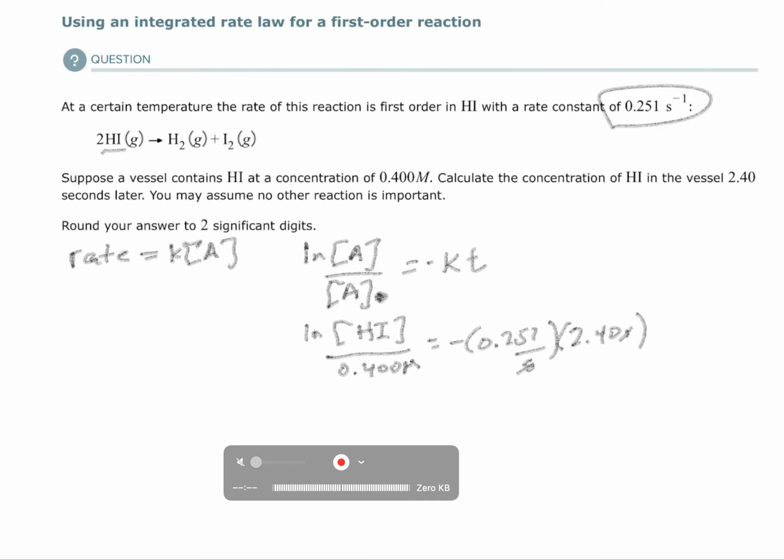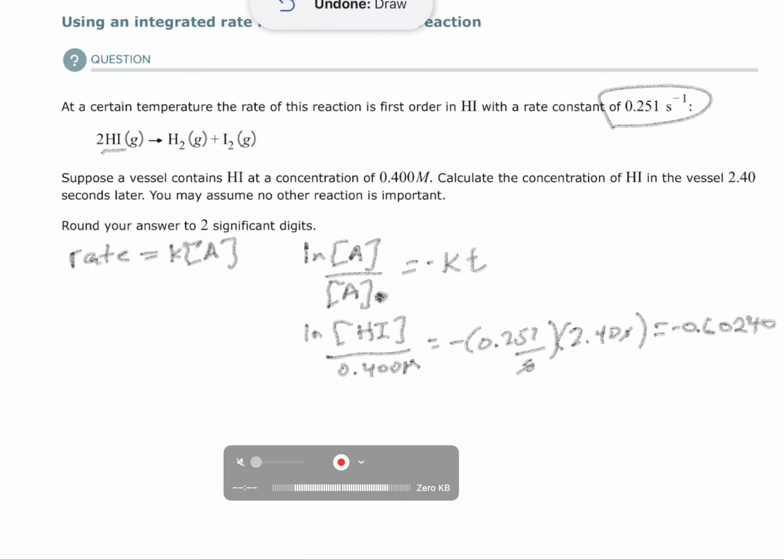So first of all, let me do the math on this one. 0.251 times 2.4 is going to give you negative 0.60240, unitless. I'm going to put that number in my calculator, negative 0.60240, and hit the e to the x button. That will give me, let me recopy that, the natural log. Sorry, I don't need the natural log anymore because I got rid of it.